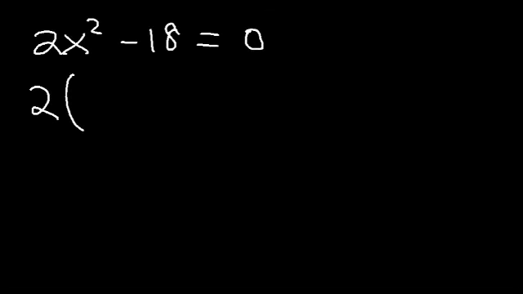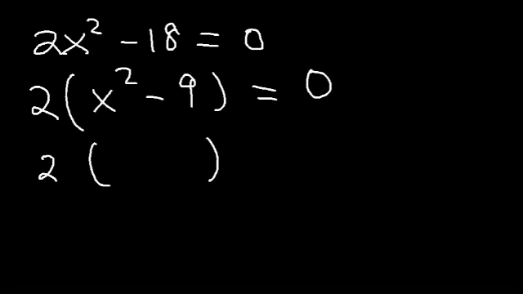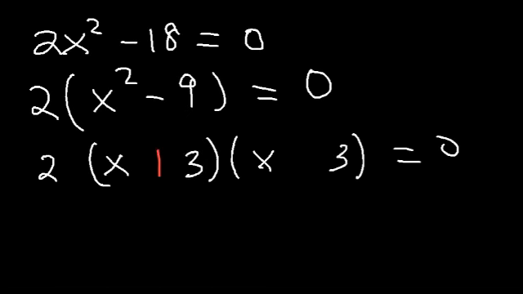To find out what goes inside, divide. 2x squared divided by 2 is x squared. Negative 18 divided by 2 is negative 9. Now notice that we can factor x squared minus 9 using the difference of squares technique. The square root of x squared is x. The square root of 9 is 3. And so it's going to be plus and minus. Therefore, x can equal negative 3 and positive 3.